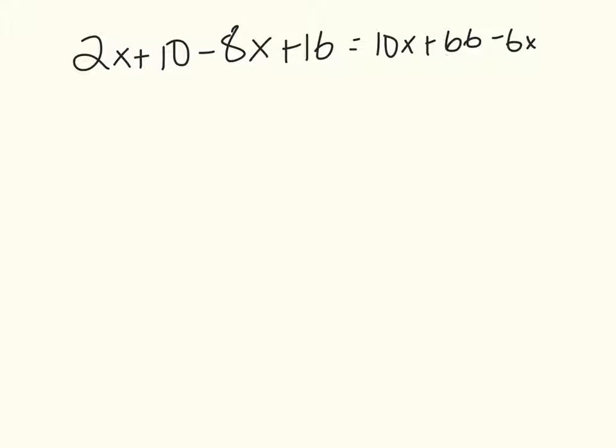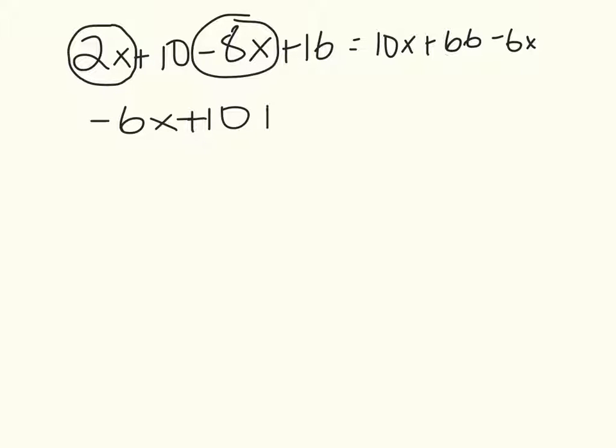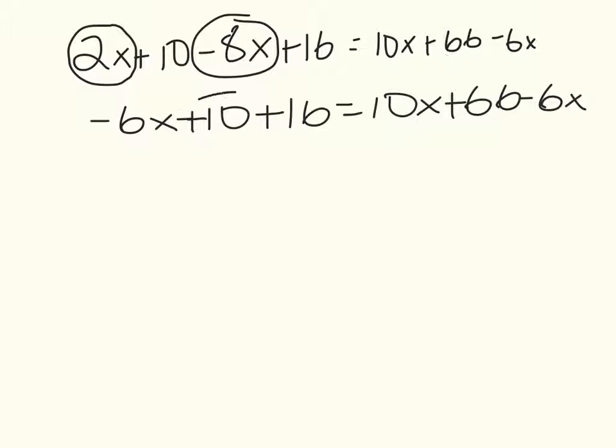Okay, let's try this problem. Hit pause and then hit play when you're ready for me to check it. All right, to solve this problem, I need to combine like terms. So we're going to combine like terms, but only on one side of the equal sign. We don't cross that equal sign unless we're doing an inverse operation. So I've got positive 2x, negative 8x. That makes negative 6x. Plus 10 plus 16 equals 10x plus 66 minus 6x. Ooh, positive 10, positive 16 is positive 26.